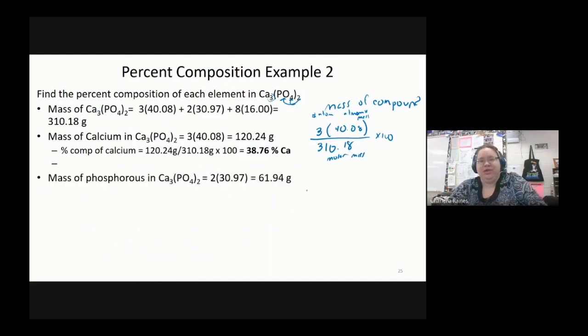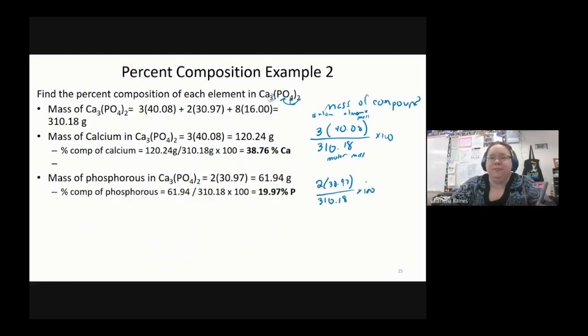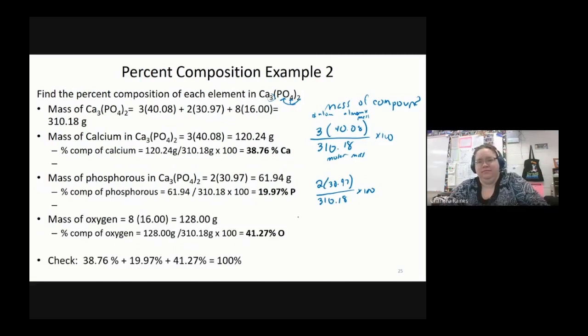So if I were to look at it for my phosphorus, 2 phosphorus atoms times its atomic mass divided by the mass of the compound times 100. And last but not least, my oxygen, 8 oxygens times 16 divided by 310.18 times 100. Yes, I know it seems a little redundant to write that same calculation over and over again, but we're actually showing where our numbers are coming from.